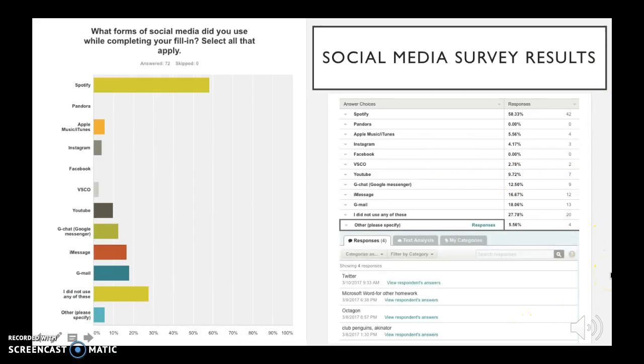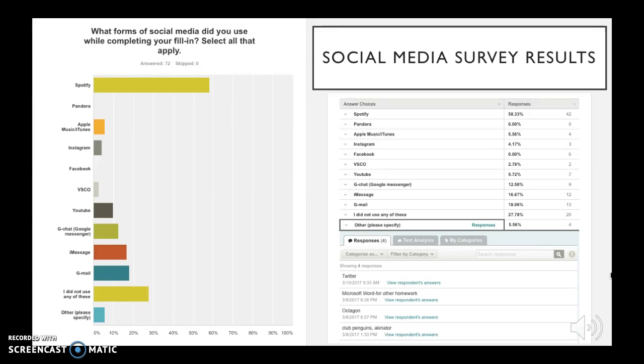The bar graph and table on this slide represent data collected by a SurveyMonkey questionnaire asking students in the treatment group what forms of media they engaged in while completing their post-test assignment. According to the data, 73.61% of students reported listening to music while completing the assignment, with Spotify being the majority choice, followed by YouTube and Apple Music or iTunes.